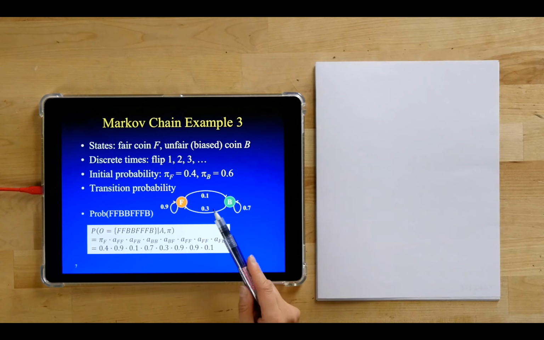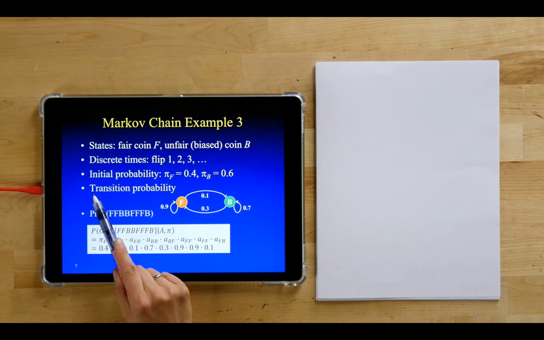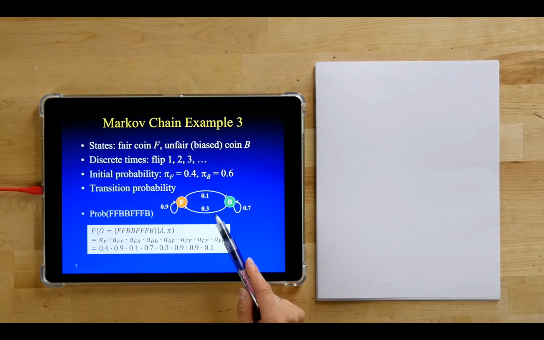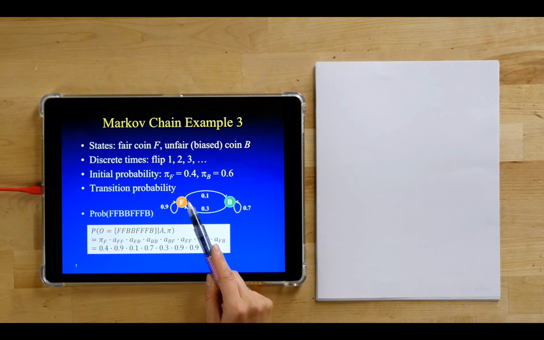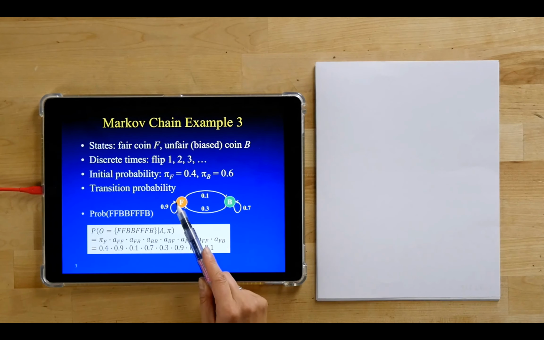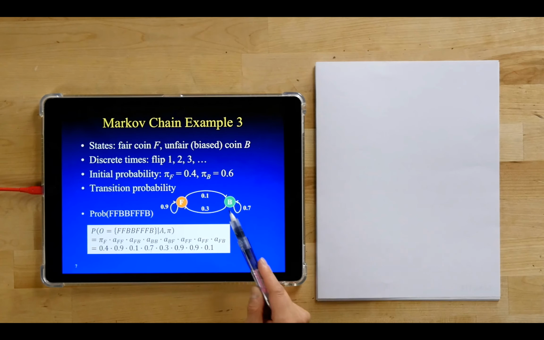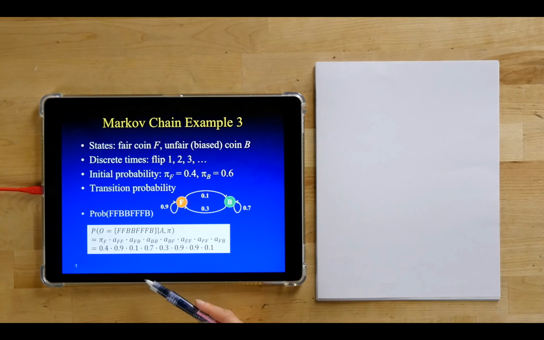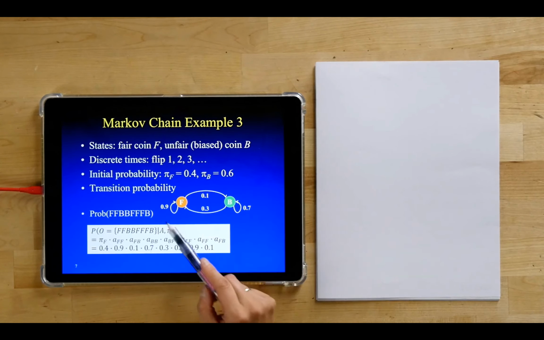But we are making up these probabilities. I just want to show you an example. And the transition probability, you can write it as a matrix, but in this case, since we have only two states, we can also use this kind of diagram to show it. For example, if I am using a fair coin, the likelihood that the next time I do a coin flip I'll use the same coin is 0.9, but there's a 10% chance I'm going to switch to a biased coin. But if I'm using a biased coin, then the chance that the next coin will be biased again is 70%, and I also have a 30% chance of switching back to the fair coin. And so this is the transition probability.